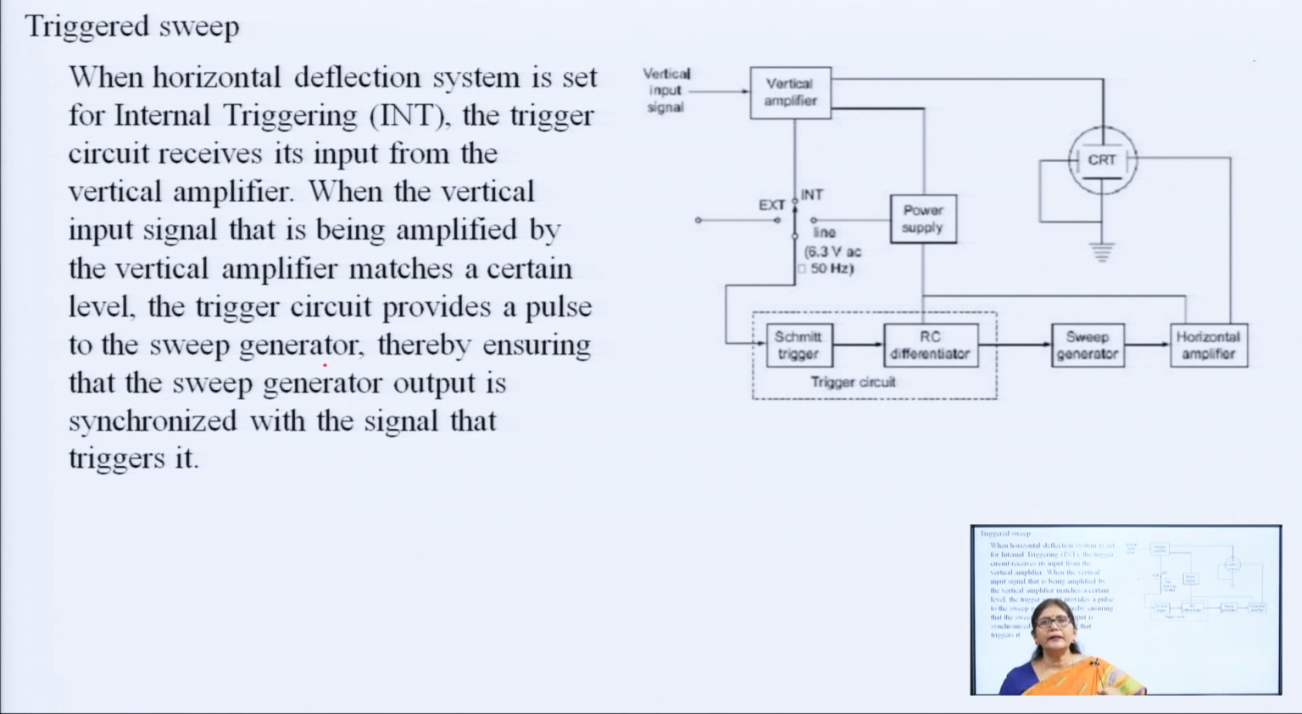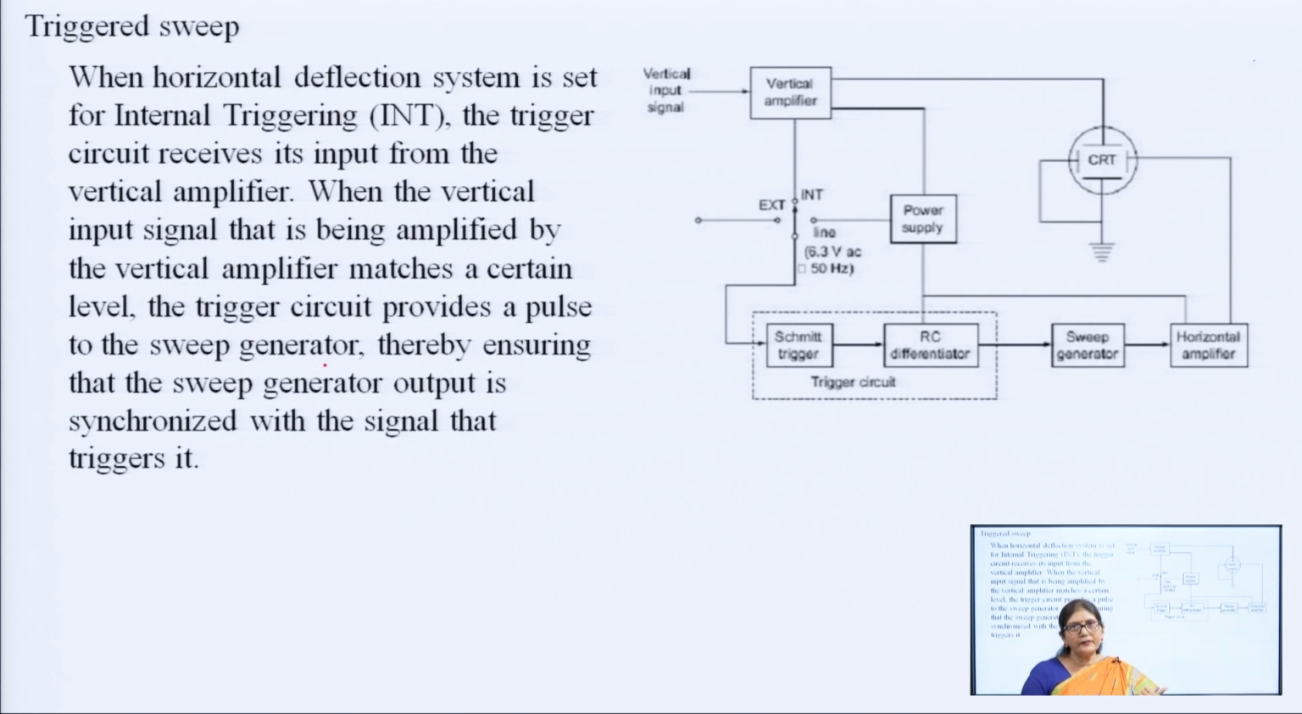So, this is the circuit diagram of the deflection system. We can see that it has 3 positions: external, internal or line. So, this trigger circuit may be internally connected. Internally connected means it is connected with the unknown signal input, or we can put it at the external position.